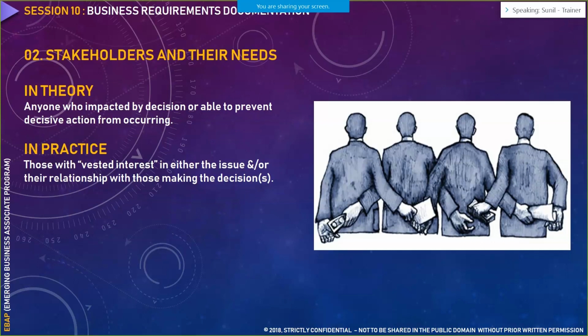Now these stakeholders have specific categories that we are going to explore in a while. Now, in practice, it says those with vested interest in either the issue and or their relationship with those making the decision. Now, this is not a direct practice, I would say, but it is an indirect practice, but you cannot help it. Now, can anyone tell me what is vested interest? Refer to this picture on the right side, you would get some idea what is vested interest.